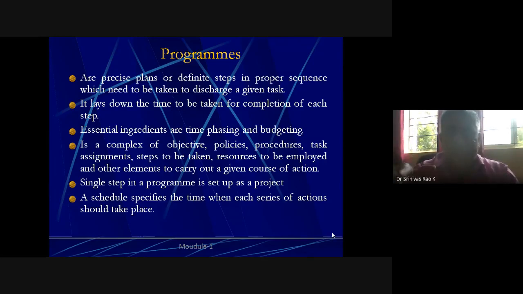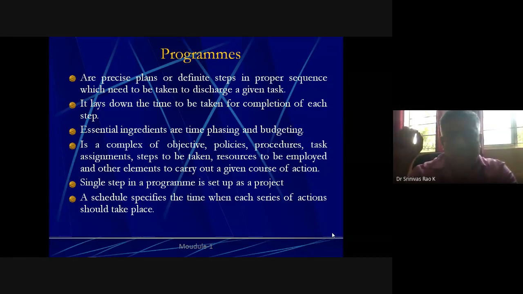There may be timelines, but no timings. Duration is not given. Essential ingredients are time, phasing, and budgeting. Also, budget is included in the program. How much budget is required for conducting a program? For a 1 hour program, what is the budget? So that is also part of the program.